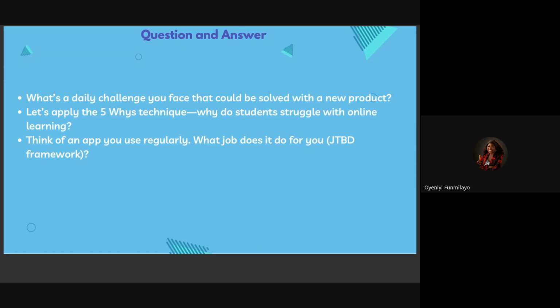Okay. So let's quickly do this thing. Let's be sure that we understand this 5 whys. We are going to want to tackle a problem now, which is: why do students struggle with online learning?